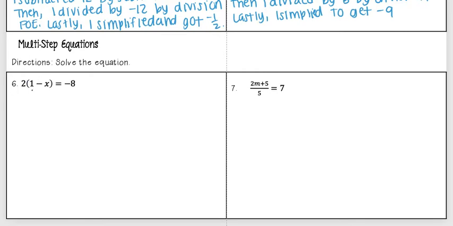So my first step when I get to something like this is I am going to go ahead and distribute my 2 into that parentheses. So when I do that, I do 2 times 1 to get 2, 2 times negative x to get negative 2x. I'm just multiplying it with each of those inside. And then from here, I'm going to solve it like normal. So I'm going to subtract that 2 from both sides.